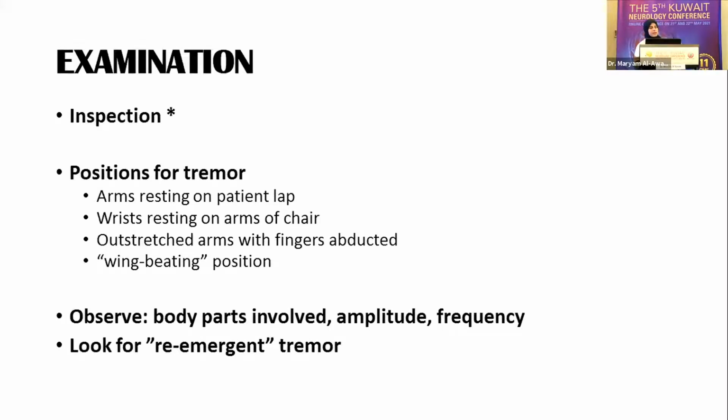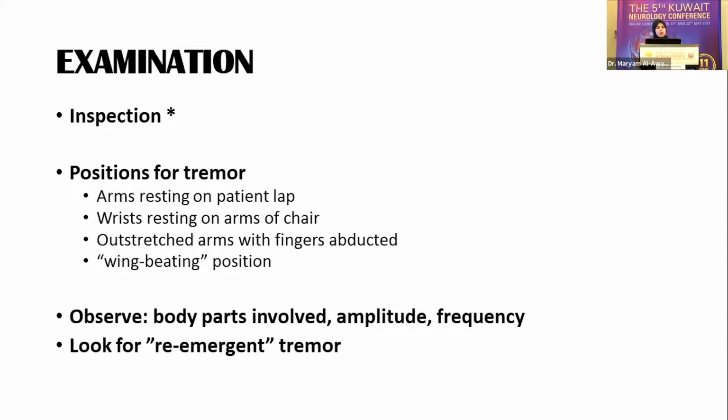Now we go to the examination, and as we all learned in medical school, we start with inspection. As the patient comes into the room, we have to look at their gait, whether there's any tremor accentuated during walking. We have to look at the facial expression, whether there's any masked face or increased drooling, reduced blinking rate. And once you finish with the general inspection, you go to examine specifically for tremor.